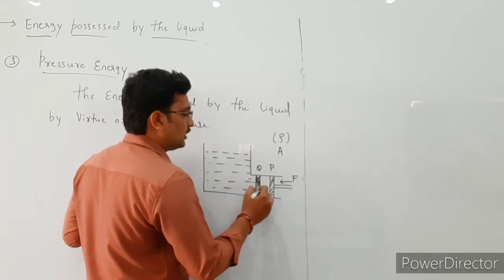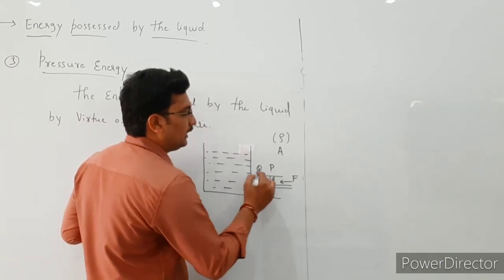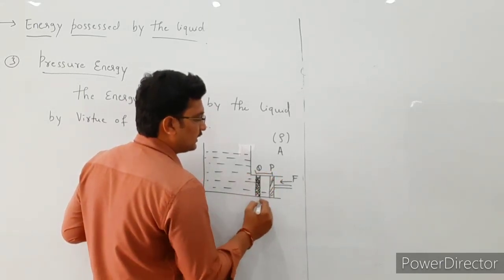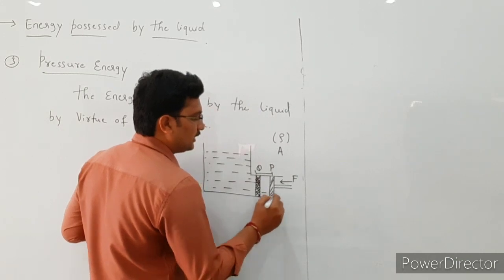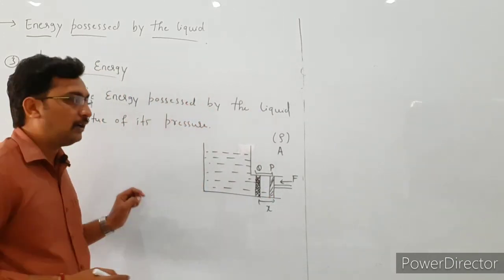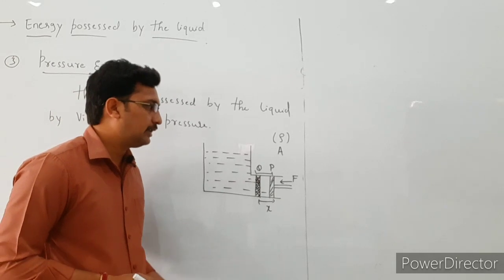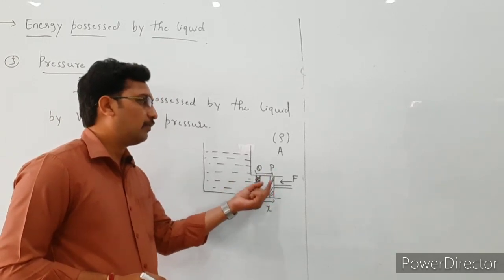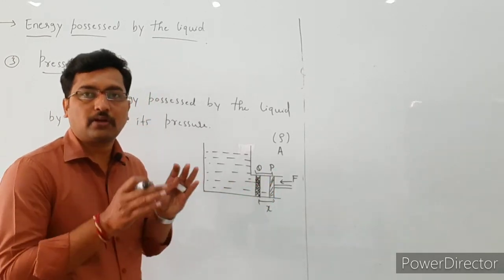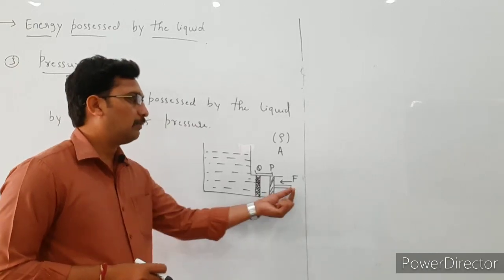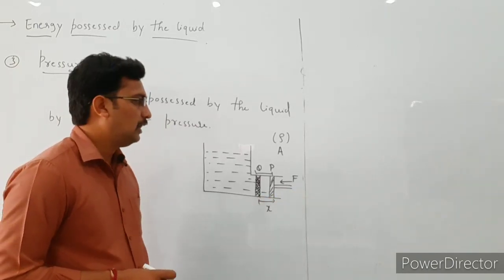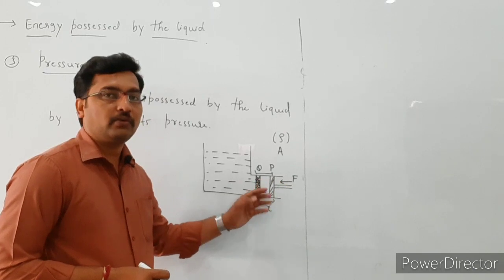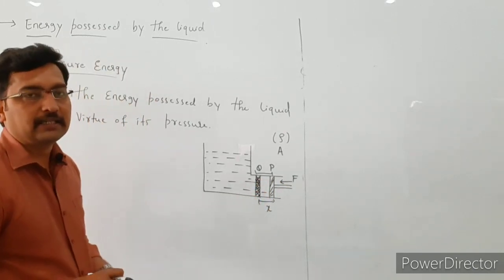The piston covers some distance, that is X. See here, if you want to shift the position of the piston from P to Q, we have to do some amount of work, so we apply some amount of force on this piston. The piston moves from P to Q and covers some distance, that is X.